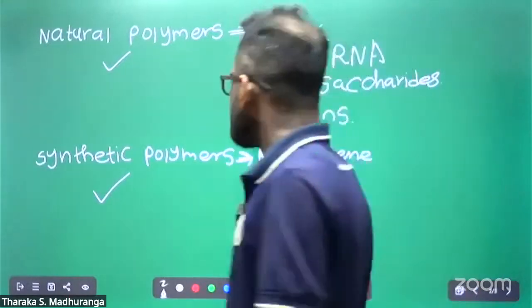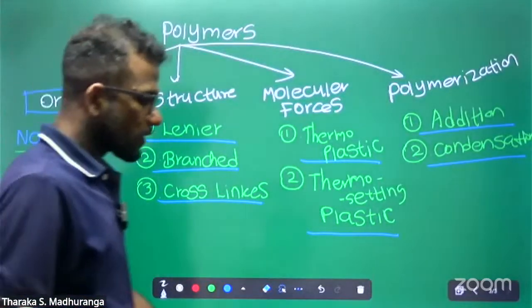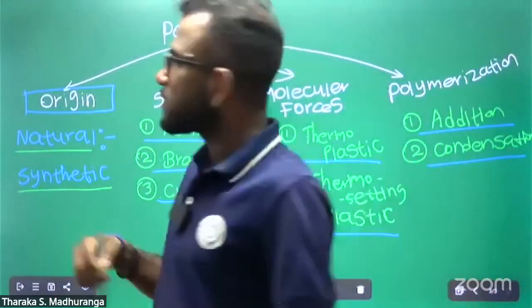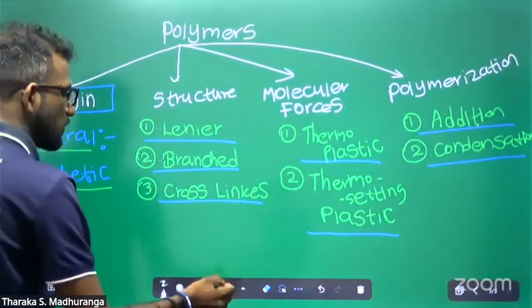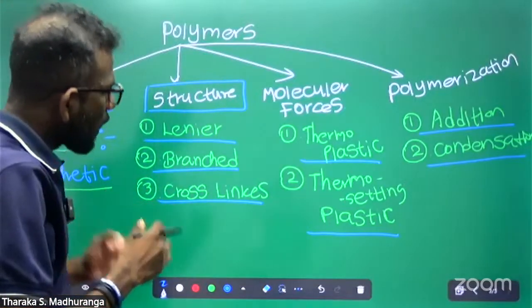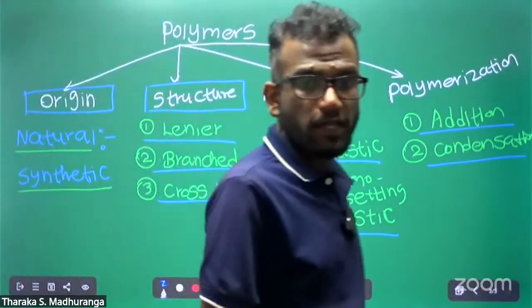Okay, now according to the structure, we can divide polymers into three main types: linear polymers, branched polymers, and cross-linked polymers.